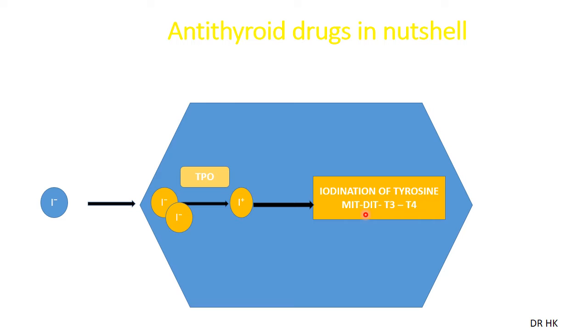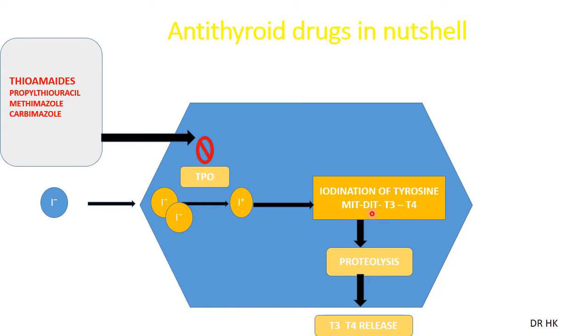So these two molecules, monoiodotyrosine and diiodotyrosine, combine to form T3, and two DIT or diiodotyrosine molecules combine to form T4. This is known as the coupling reaction, and they are stored in thyroglobulin. And when proteolysis occurs, T3 and T4 are released into the circulation.